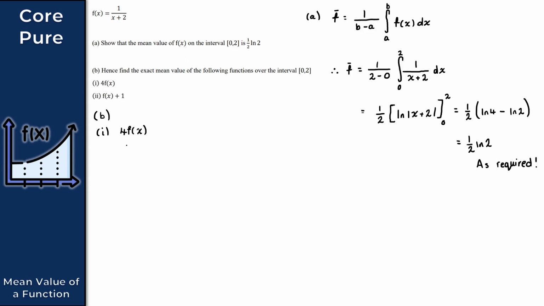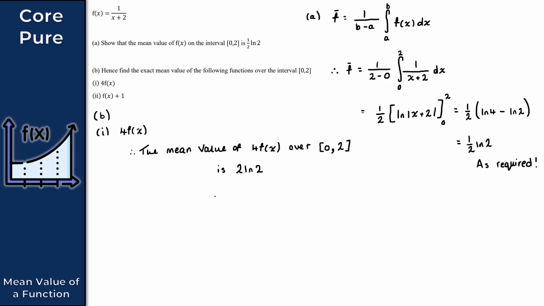So we've got this constant here on the outside, so k f of x. We just times the mean value of f of x here from part A by k, which in this case is just 4, right? So therefore, the mean value of 4f of x over the interval 0 to 2 is, so we take this here then, just times it by 4, right? So in that case then, 4 times a half is 2, so we get 2 ln 2 there.